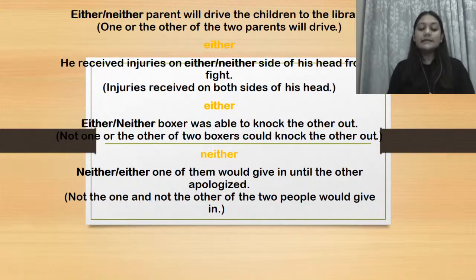Last, neither or either one of them would give in until the other apologized, right? Not the one and not the other of the two people would give in. So none of them apologized for whatever mistakes they have done. So definitely the answer is neither, because neither this person nor that person has apologized for their actions, right?